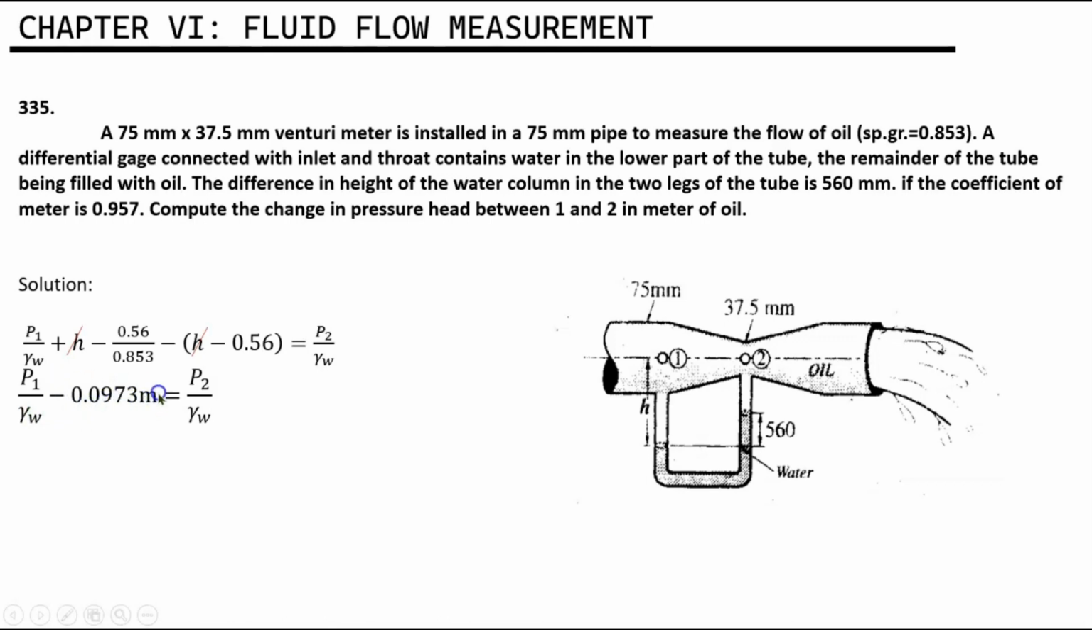0.0973 meter. This value is equal to 0.56 over 0.853 minus 0.56. So, here, by simplifying this equation, we can now solve for the change in pressure head between 1 and 2 in meter of oil. So we have P sub 1 minus P sub 2 over specific weight is equals to 0.0973 meter. So here's the answer for the change in pressure head between 1 and 2 in meter of oil.